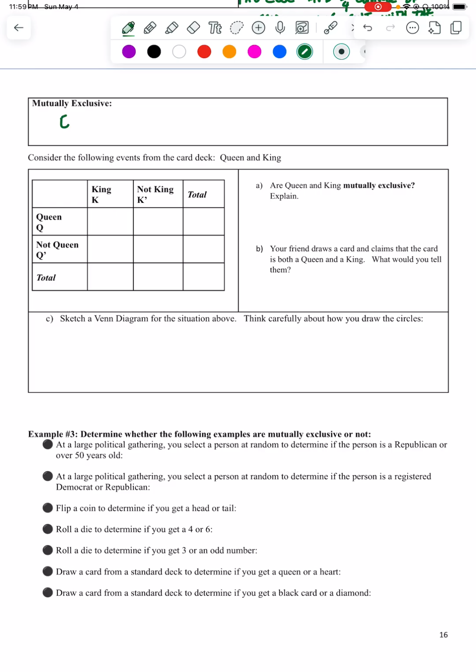So, mutually exclusive events. Make sure to write this down: they cannot happen or cannot occur at the same time, or simultaneously. Okay. Now, what do we need from this?